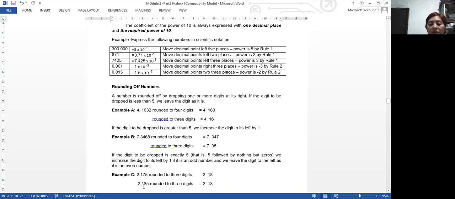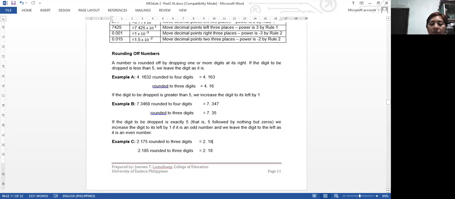Rounded to 3 digits, this is 2.185. So instead of 2.19, it will still become 2.18 because of the rule. If it is an odd number, we add 1. Again, odd numbers are 1, 3, 5, 7, 9. But if it is an even number like 2, 4, 6, 8, like here it's 8, we leave it as it is. So that's why it's just 2.18.